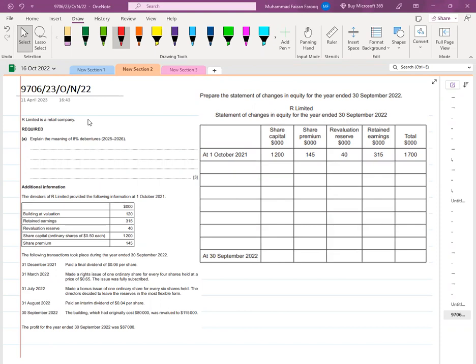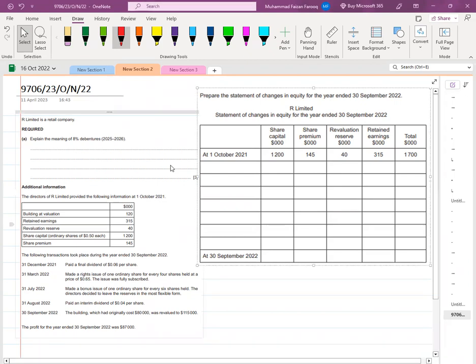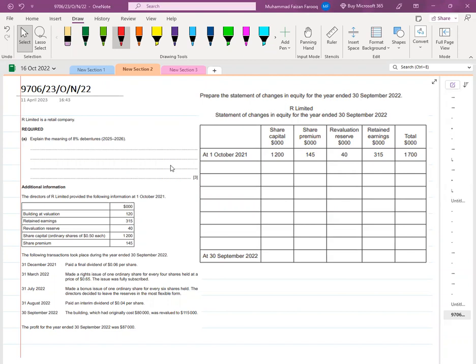So requirement A. First of all, requirement A is the theory part. The examiner is asking about debentures. Debentures, loan note, same thing. He's asking what is the meaning of 8% debenture. We know that a company can issue shares through the stock exchange. Similarly, a company can obtain a loan through the public. Yani it's a long-term borrowing. It's a long-term loan for the company.